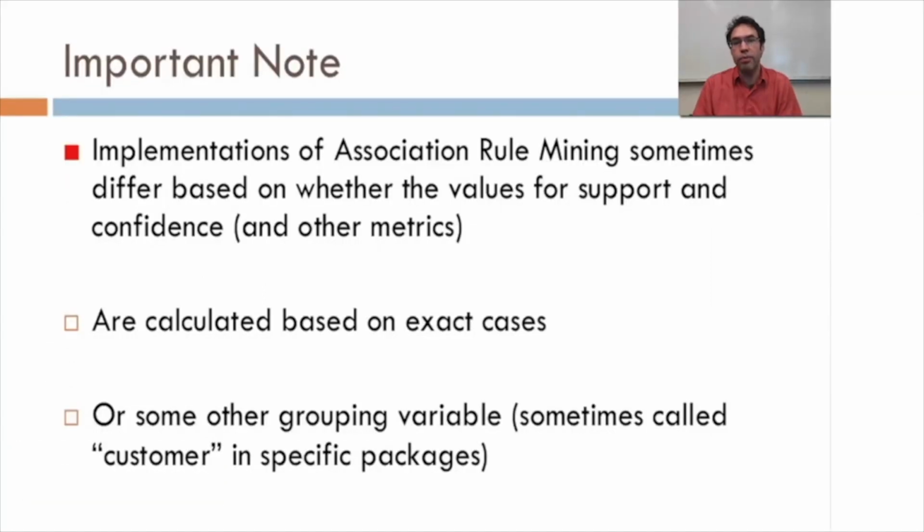So one thing that's important to note is implementations of association rule mining sometimes differ based on whether the values for support and confidence, and other metrics, are calculated based on exact cases or some other grouping variable. And this grouping variable is sometimes called the customer in specific packages, like RapidMiner.